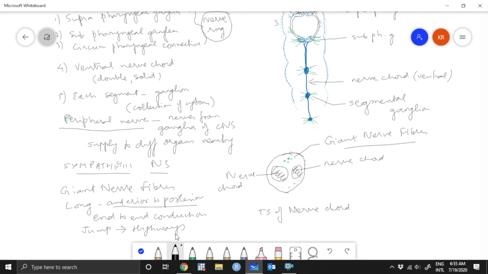Something very similar to that, giant nerve fibers, they are within the nerve cord and they are present from anterior to posterior. That means the earthworm can respond very quickly, and these are called highways of end-to-end conduction, and these are quite well researched. So this is another special feature of the earthworm, that they have got giant nerve fibers. So earthworm nervous system is very well developed.